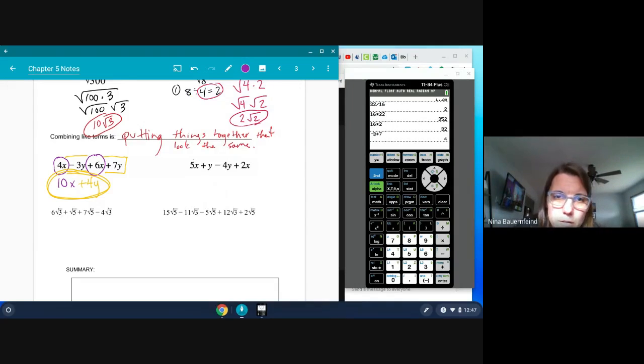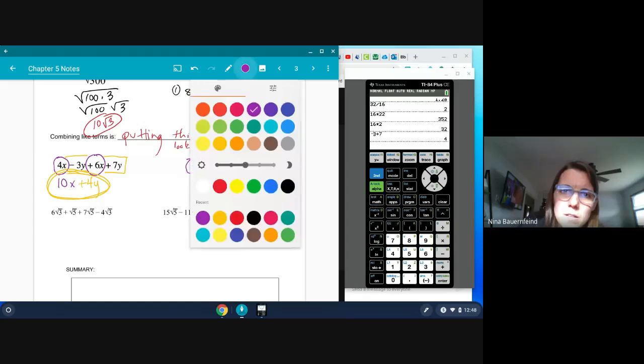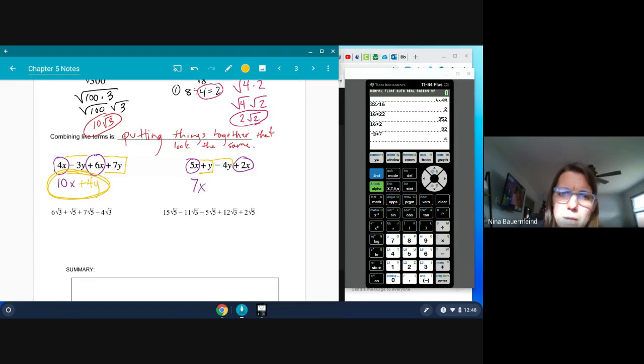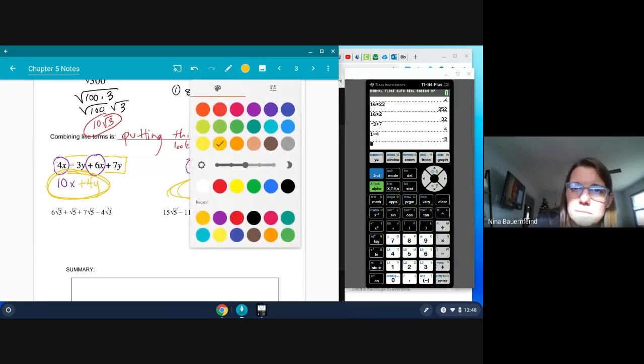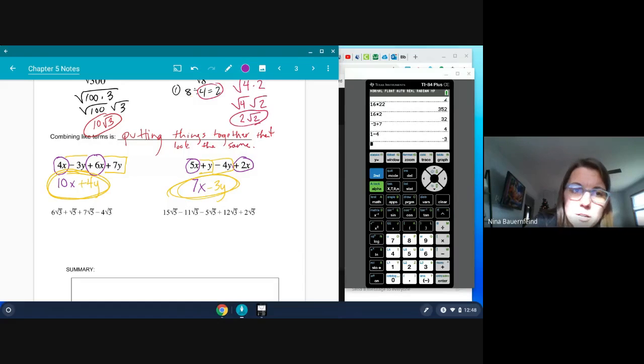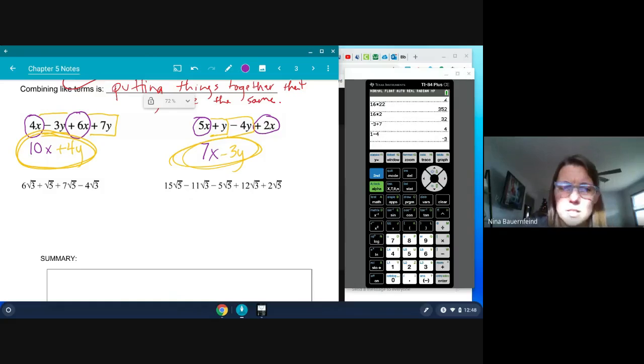So here, this 5x and this 2x, that's 7x. And we have a y minus 4y. So if we do 1y, that's what this means. It means there's one of them. Minus 4 is negative 3y. So down here, same thing. It just looks different because they're square roots instead of letters, but they're still just unknown things. So we have this root 3 and this root 3. 6 minus 4 is 2 root 3.